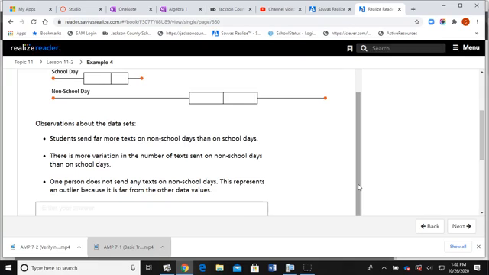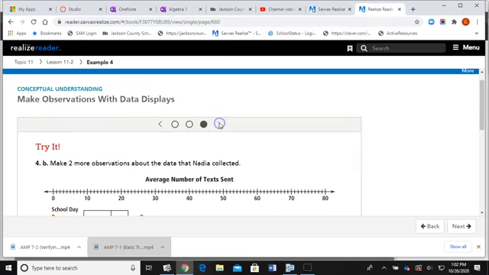Anna Claire's answer might work for this one too. One person does not send any text on non-school days. What might have happened? They might have been grounded. Beautiful. Y'all are getting it.